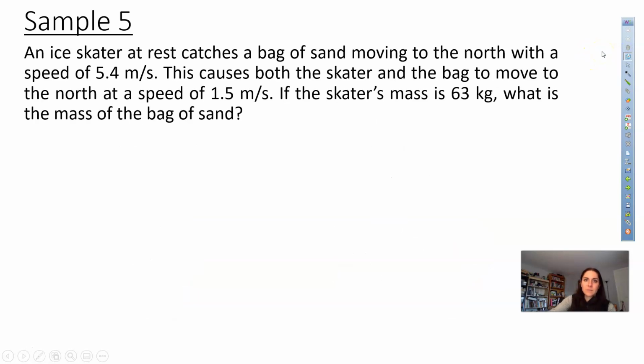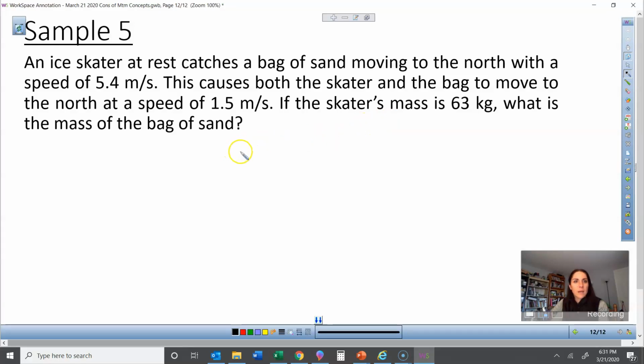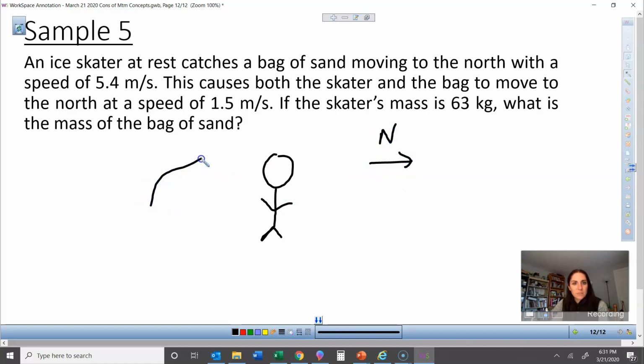Okay, perfect. One more. An ice skater at rest catches a bag of sand moving north. So I'm going to call north this way. Here's the sand.